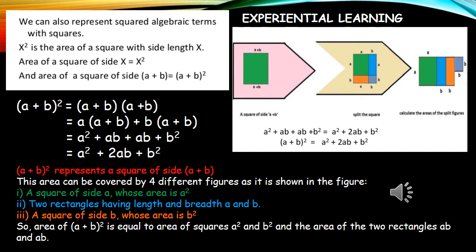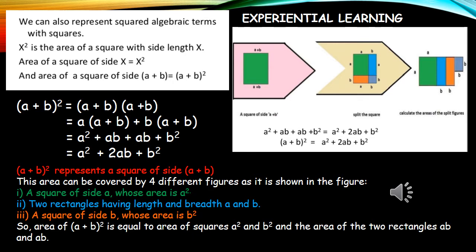Now, the first part is a square of side a, and the second part is a rectangle of dimension a and b. The third figure is one more square, the smaller one, of side b. And the fourth one is one more rectangle of sides a and b. So, we have 2 squares of different dimensions and 2 rectangles of the same dimension.